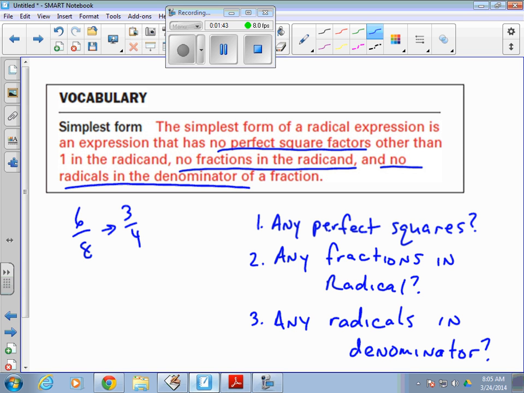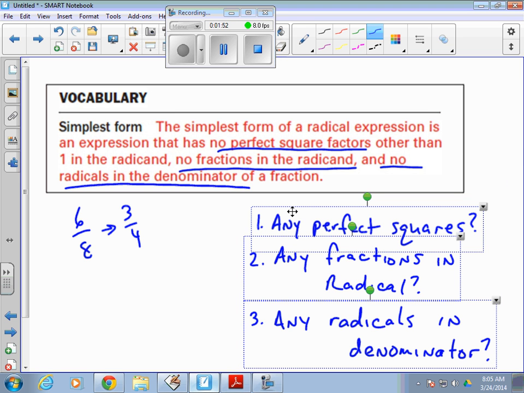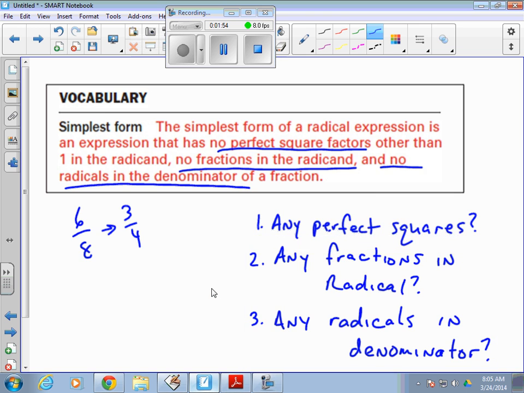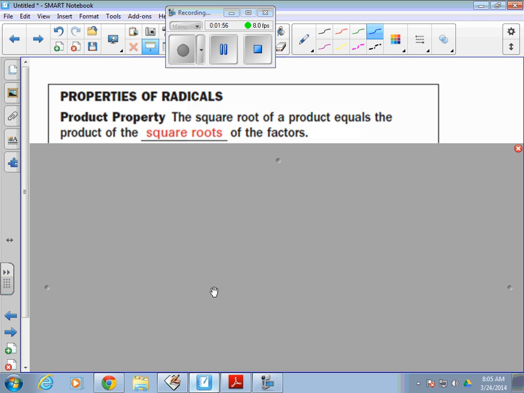If you can answer no to all 3 of those questions, then it's considered a simplified version of a radical. So let's take a look at a couple of examples.